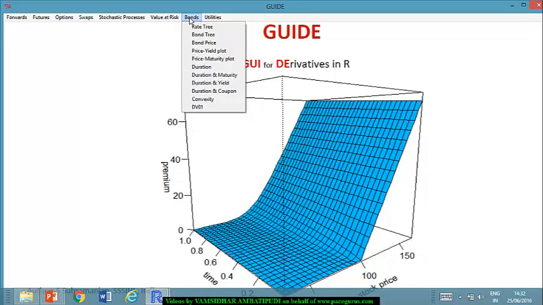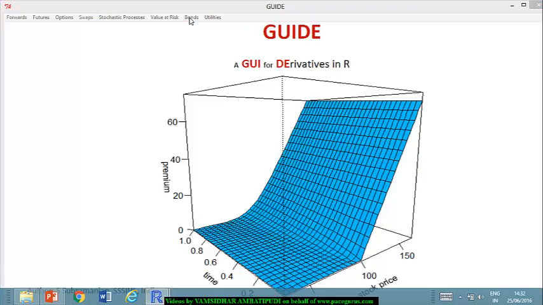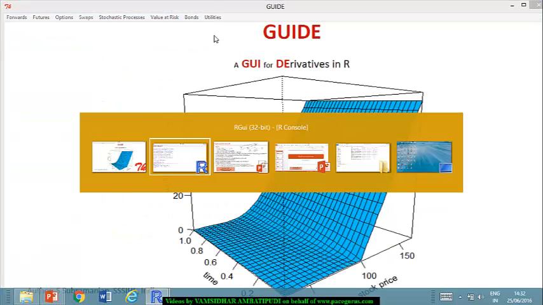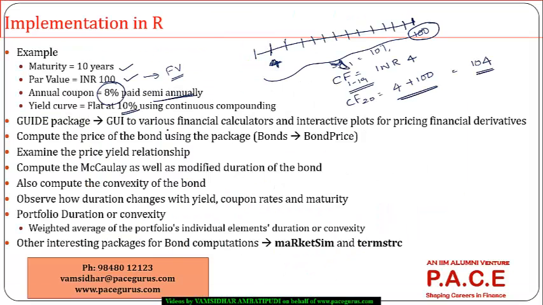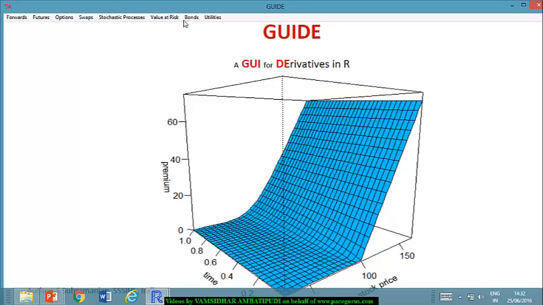And for bonds also there are many things, and these are all quite quick to use, user interface driven kind of stuff. So here I can very well find out the fair value of the bond. What should be the price of this particular bond? So we are talking about a guide package which has a lot of financial calculators and interactive plots. So let's go to using the bonds here.